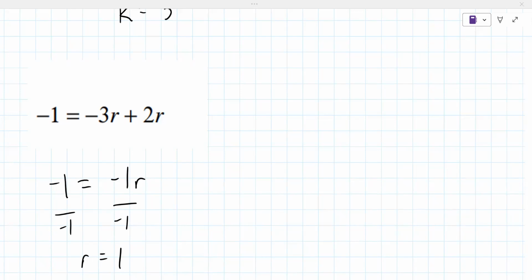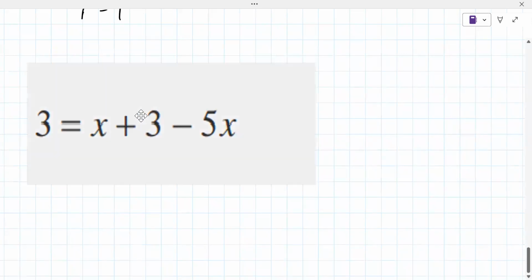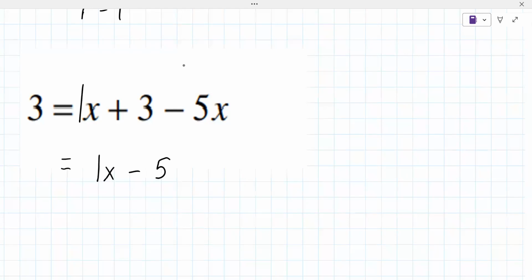All right. Now, a couple other things you might see, because there's a lot of possibilities here and I can't cover them all. This time on the right, the variables aren't next to each other, but you can still combine them. You got 1x minus 5x. So if you need to, you could rearrange this. This could become 1x minus 5x plus 3. So you can combine these terms. All right, so I'd like you to do that and then try solving this, please.